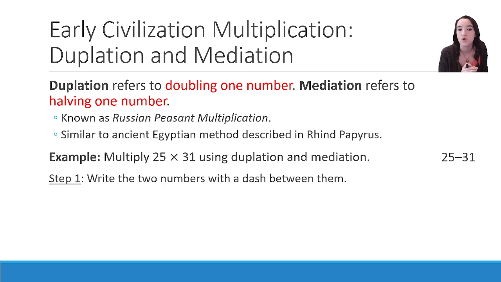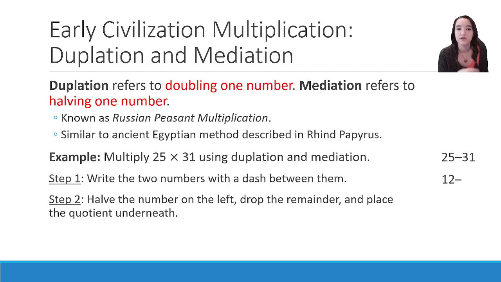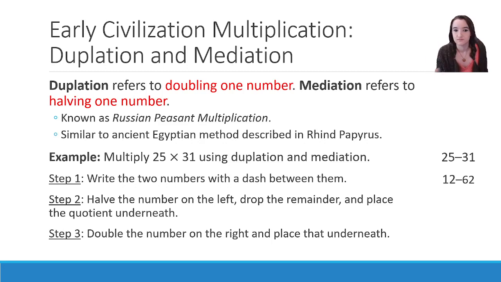So step 1 is we write the two numbers with a dash between them. So 25 dash 31. This is not 25 minus 31, mind you. This is just basically a way to separate the two numbers into two columns. So you may just also write it as columns instead. Either way is fine. So 25, 31. Step 2 is we have the number on the left, drop the remainder, and place the quotient underneath. So 25 halved is 12.5. We ignore the 0.5 and we just write 12. Then double the number on the right and place that underneath. So 31 doubled is 62.